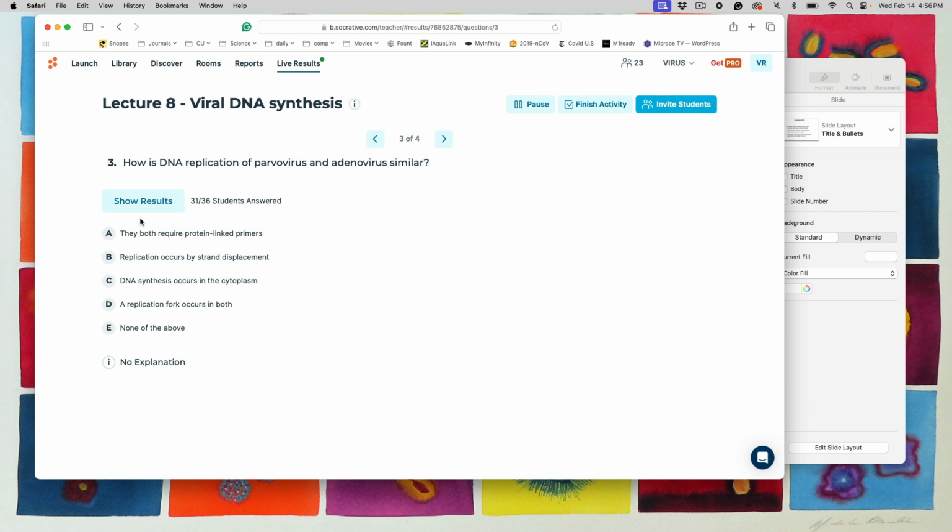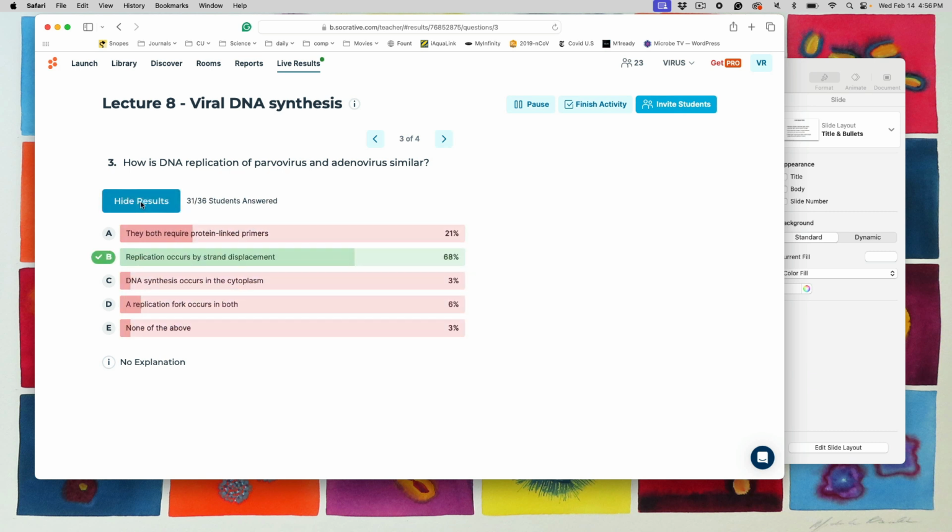Okay, how did we do? Okay, replication occurs by strand displacement. That's what's similar between the two. They don't both require protein-linked primers. One is a DNA primer, one is a protein primer. So the parvos are DNA, that little hairpin. So a lot of you picked that.